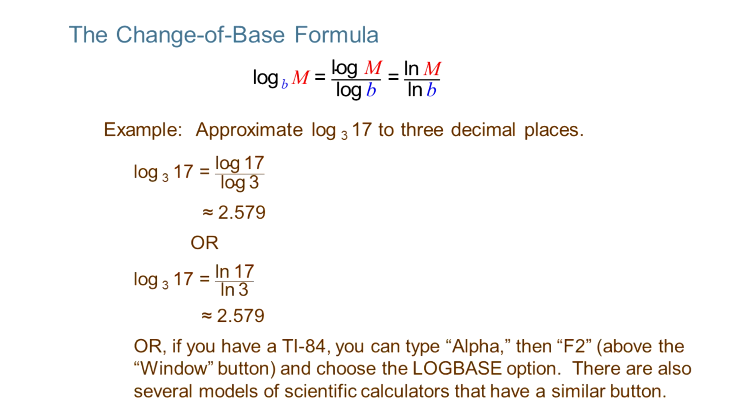If you're using a TI-84, you don't have to use this formula. You can type alpha, then F2, which is above the window button, and then choose the log base option. If you have a TI-84, pause the video while you figure out how to use this option on your calculator, and make sure that you get the same answer I did.